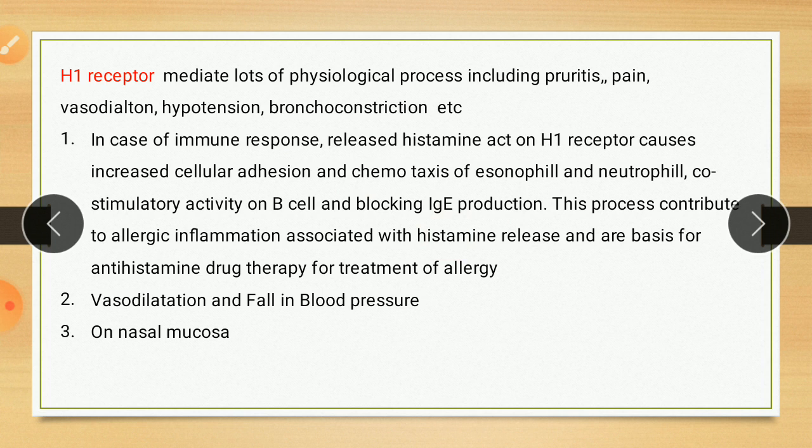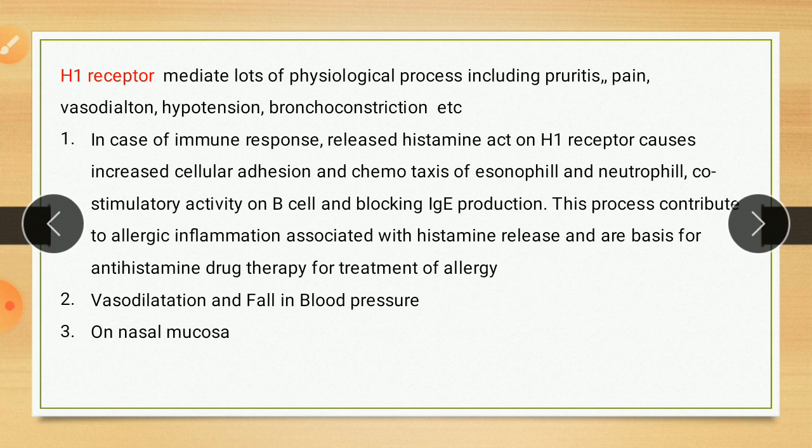So when histamine is released, it binds to the H1 receptor and produces increased cellular adhesion and chemotaxis of eosinophils, which leads to inflammation, and blocks the IgE production, that is immunoglobulin E antibody production. These all contribute to allergic inflammation associated with histamine, and it is the main basis for antihistamine drugs.